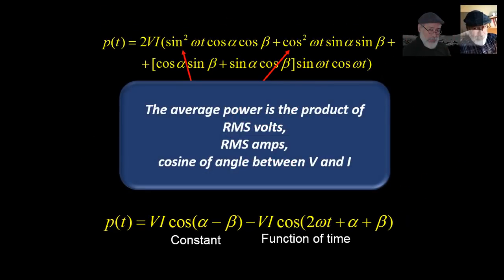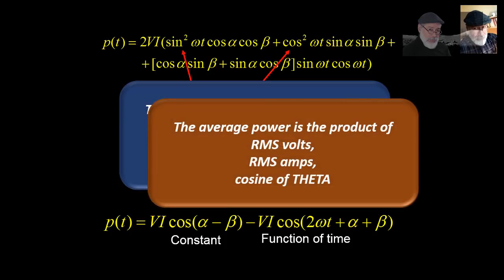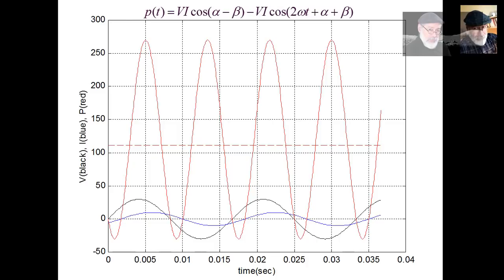Look, the average power is the product of RMS volts, RMS amps, and the cosine of the angle between V and I. That angle has a name. That angle is theta, the power factor angle. Let's plot that curve to see if we identify some other phenomena. Curve, I see three curves. The black one. The black one is the voltage.